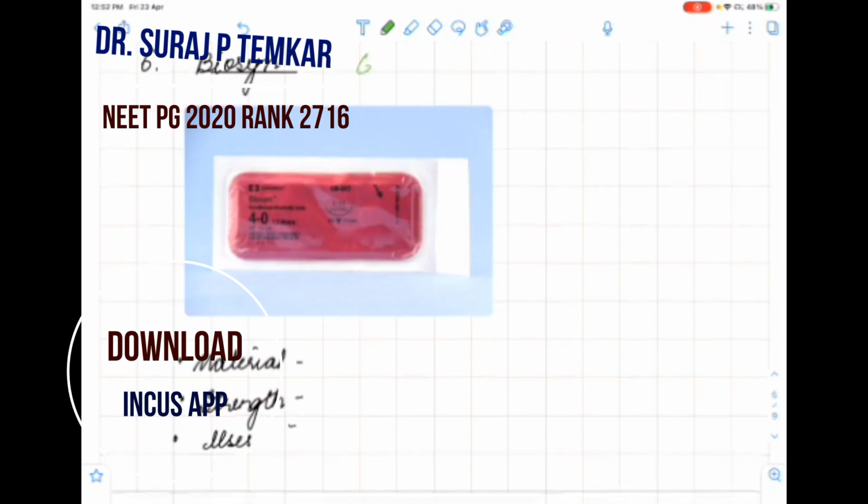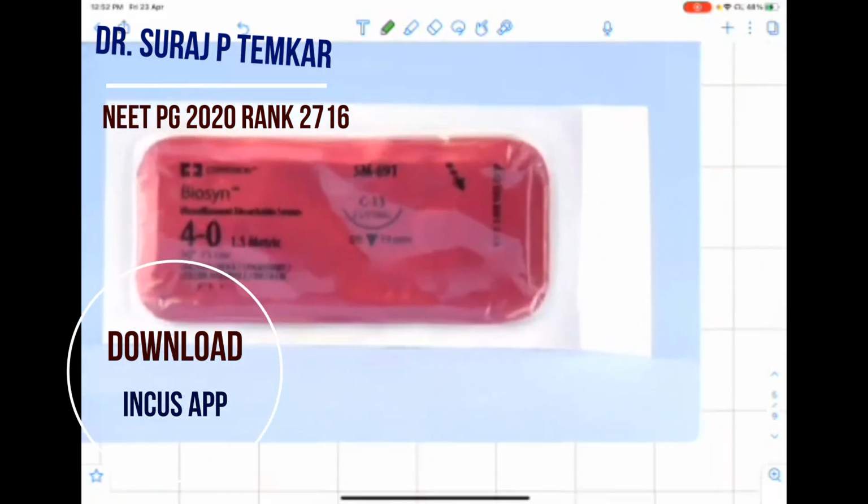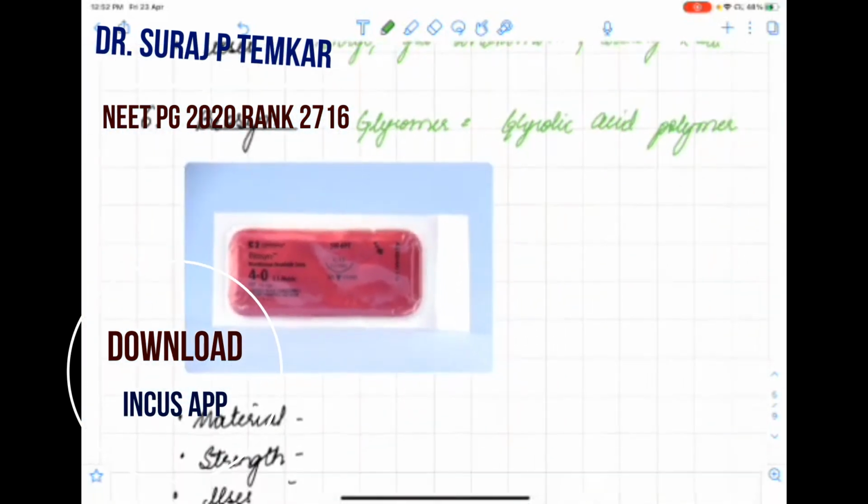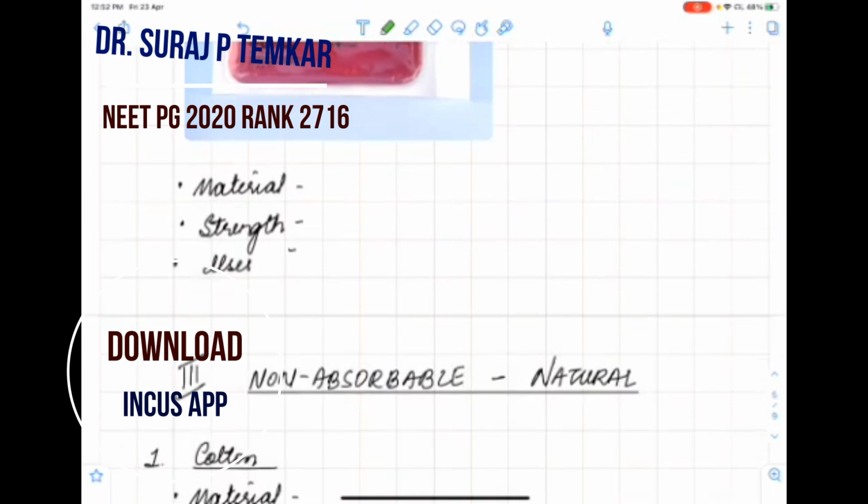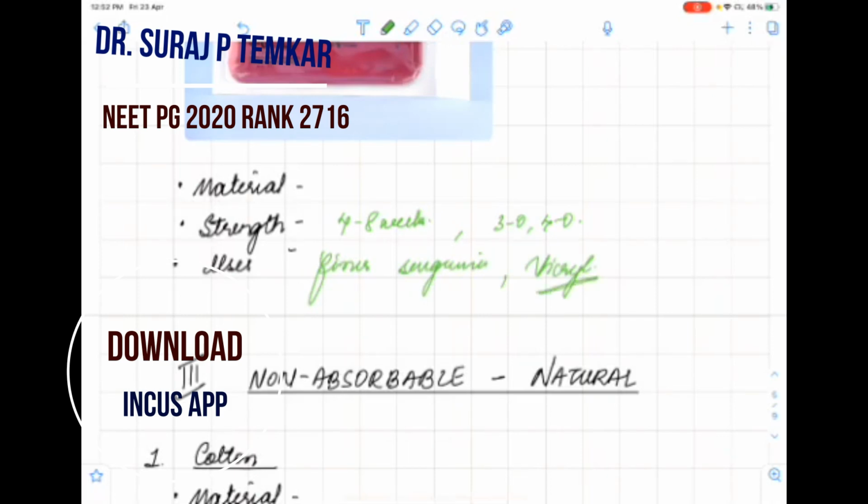Biosyn is a polymer of glycolic acid, called glycomer. It's red in color and it's very rarely used. Strength remains for 4 to 8 weeks. Used in smaller sizes like 3-0, 4-0, finer surgeries, and uses are similar to again Vicryl. So if you basically remember the uses of Vicryl, you will remember the rest of the absorbable synthetic material uses.